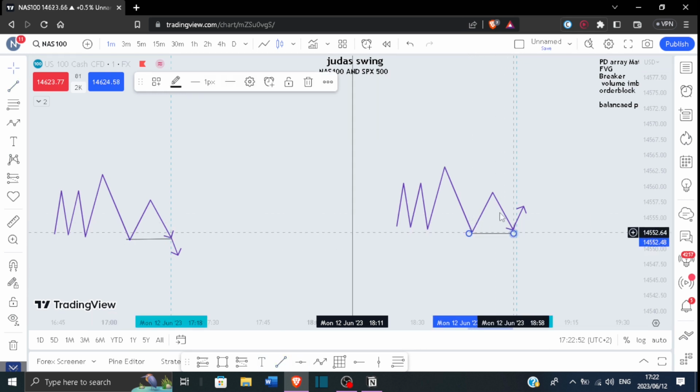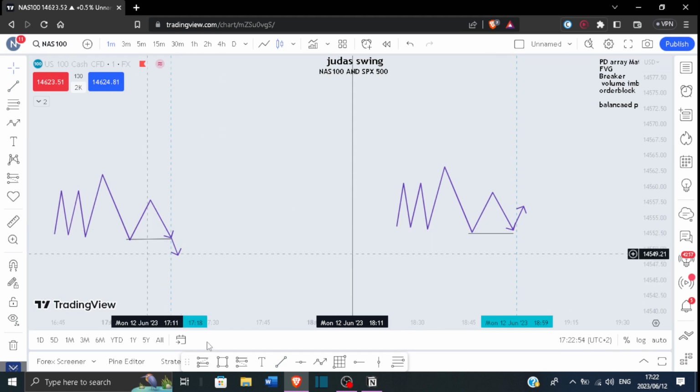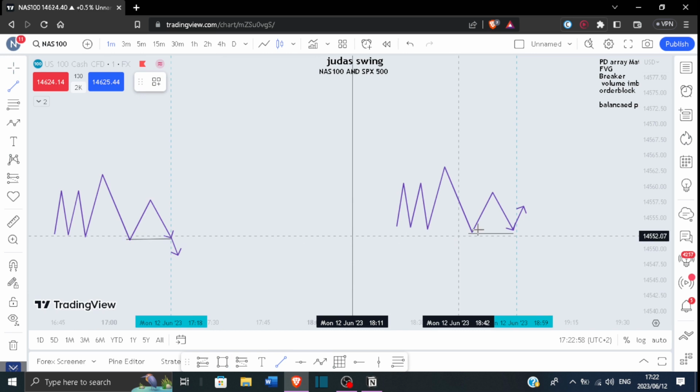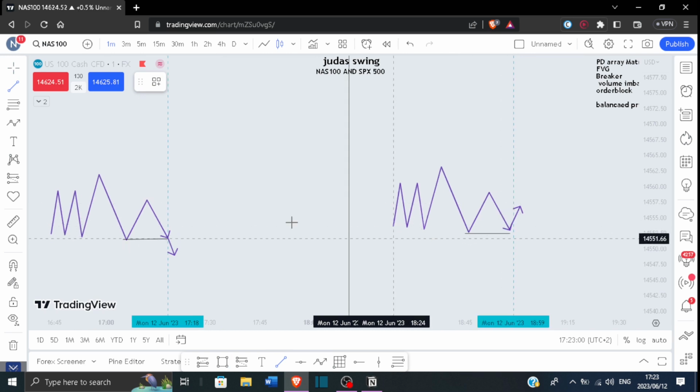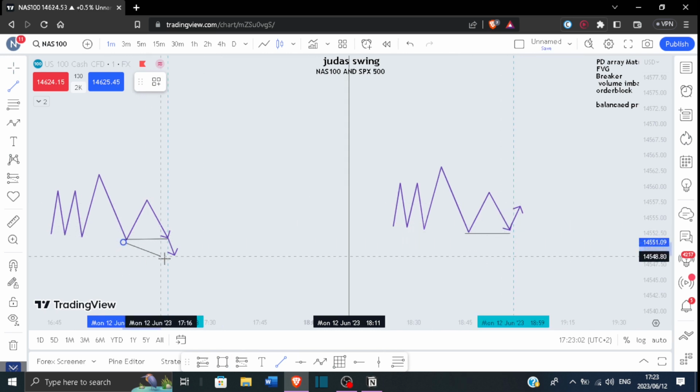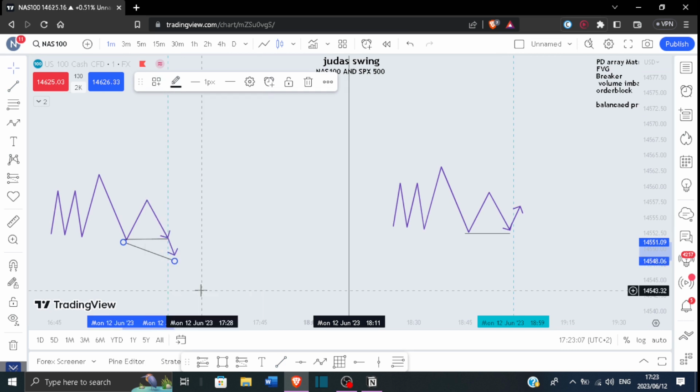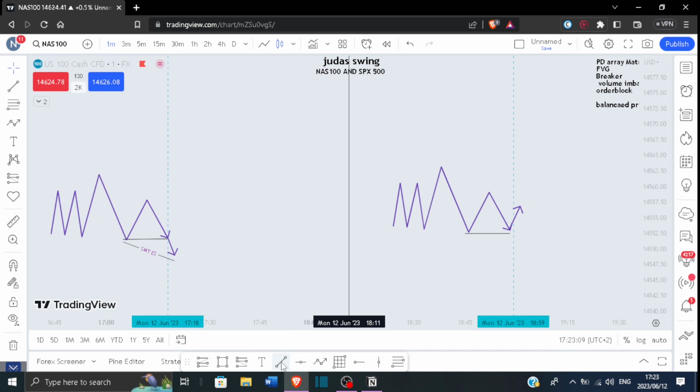So that would be the liquidity sweep, and the fact that we didn't sweep liquidity on SPX 500, that is going to be our SMT divergence. Since NAS 100 made a lower low, but the SPX 500 failed to make that lower low. So we have our SMT divergence.